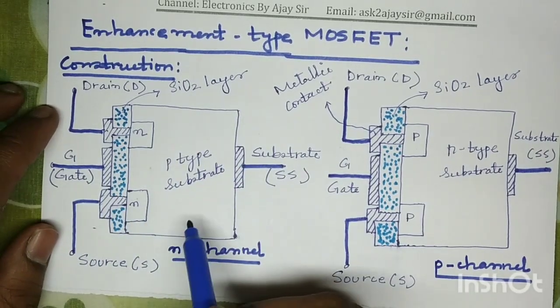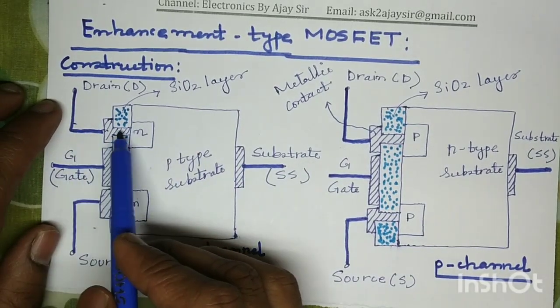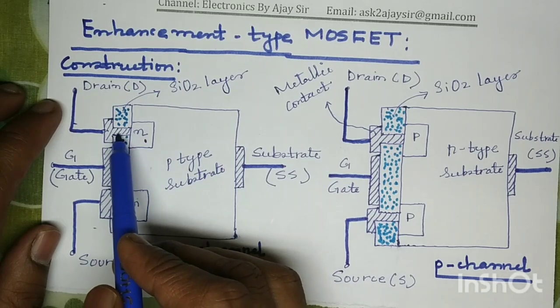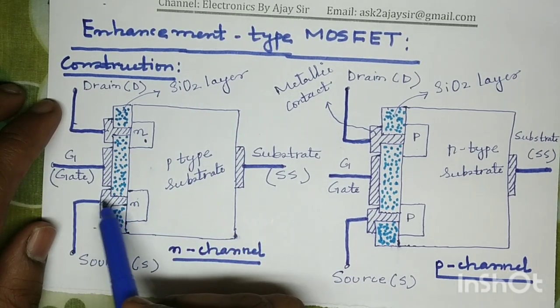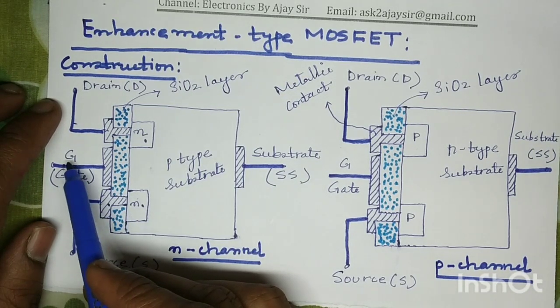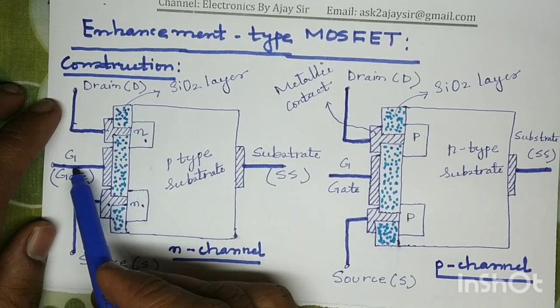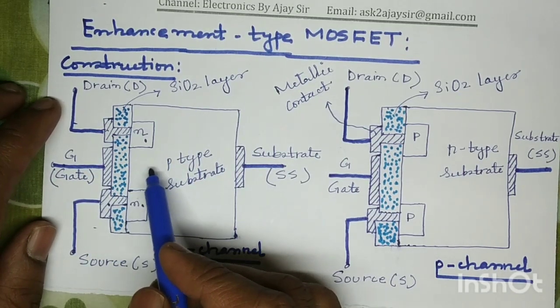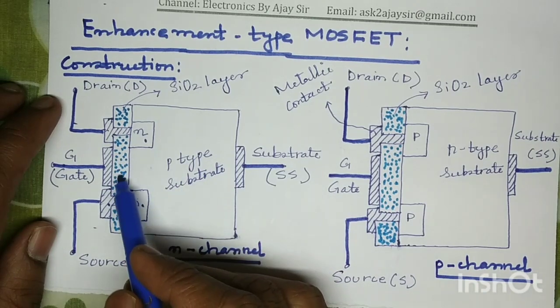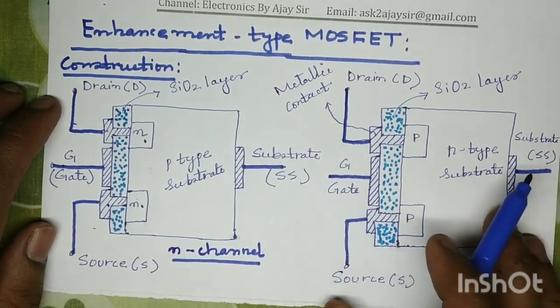For N channel MOSFET, the drain terminal is connected to the n-doped region through this metallic contact. Source terminal is connected to the n-doped region through this metallic contact, and the gate terminal remains insulated from the substrate due to the presence of this SiO2 layer.